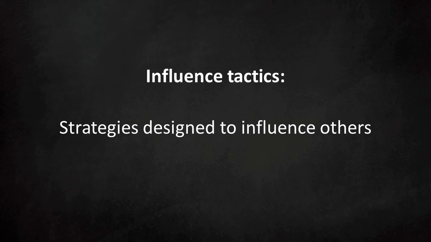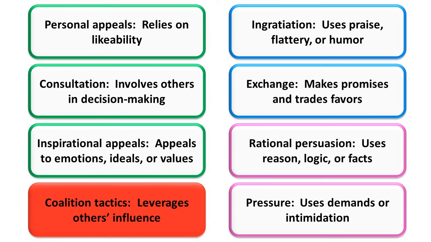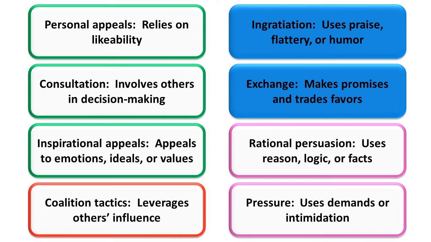Influence tactics are strategies designed to influence others and get them to commit to our request. Personal appeals rely on likability and interpersonal skills. Consultation means including other people in the decision-making process. Inspirational appeals generate enthusiasm by connecting with people's emotions and values. Coalition tactics involve building a group of influential people and leveraging their power. Ingratiation is the use of praise, flattery, or humor.